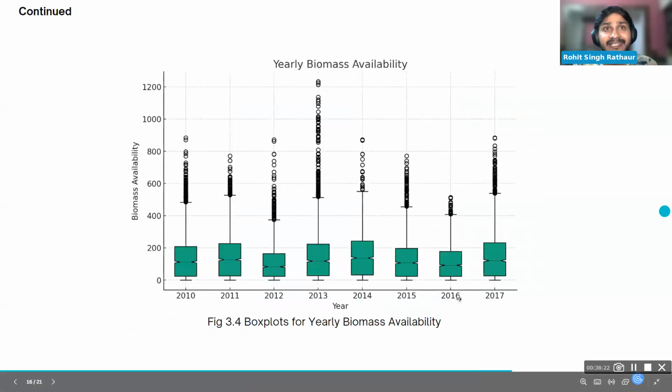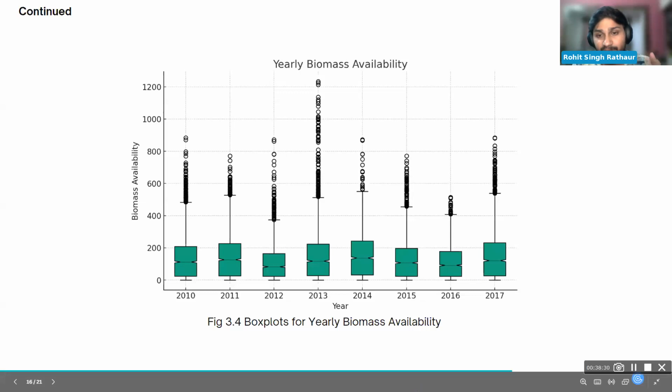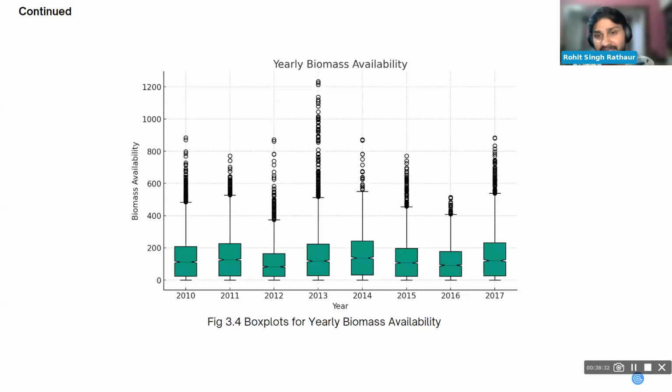And now in the next slide, I will talk about box plots for yearly biomass availability. So here these plots are giving a summary of the biomass availability for each year. The median biomass availability seems to be relatively stable over the years. However, there are several outliers, especially on the higher end, indicating some locations have significantly higher biomass availability.